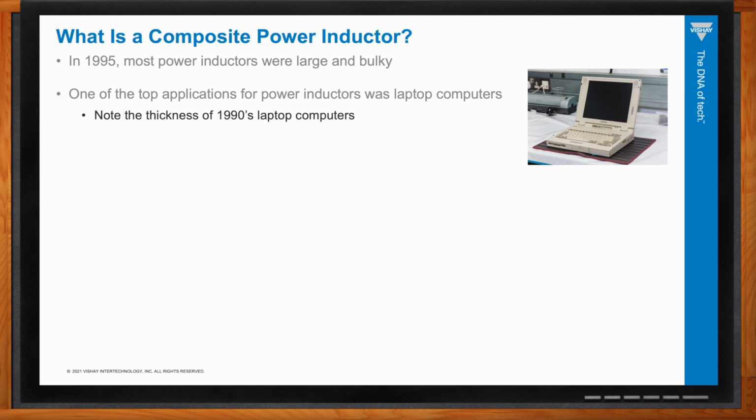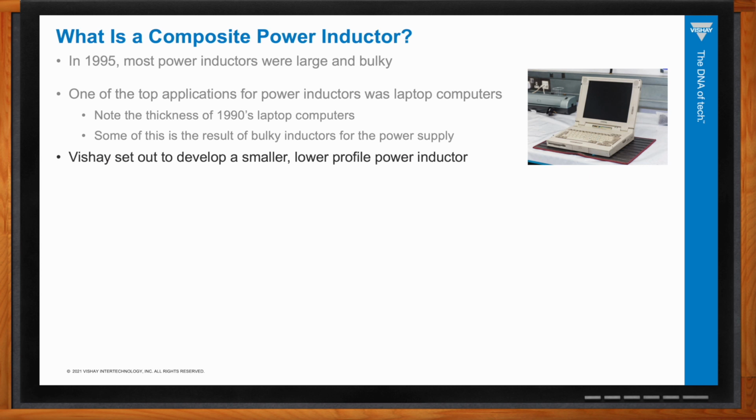Back then, they were very thick, and some of that was caused by the disk drives and the other components in there, but some of it was due to the fact that there were very tall and bulky power inductors to use for the DC to DC converters to run the memory and the microprocessors. So Vishay set out to develop a smaller, lower profile inductor that would outperform the products that were on the market. So we took a look at it and we said, well, let's try to build this thing backwards.